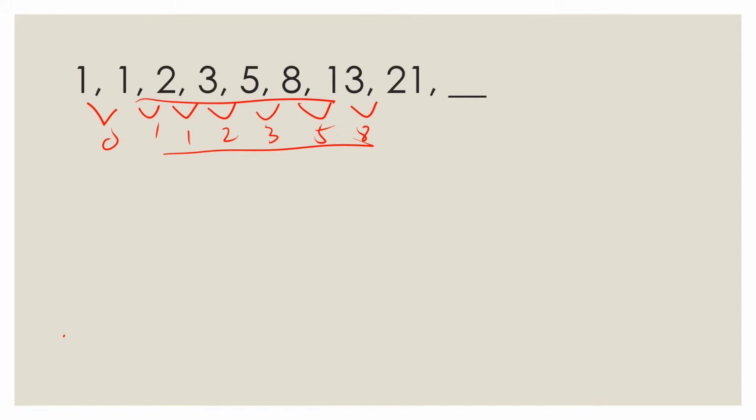All right, so you should already know what this sequence is: 1, 1, 2, 3, 5, 8, 13, 21. This is the Fibonacci sequence. If we try to do the difference, we have 0, 1, 1, 2, 3, 5, and then 8. So the difference here is just the same numbers that we have here.